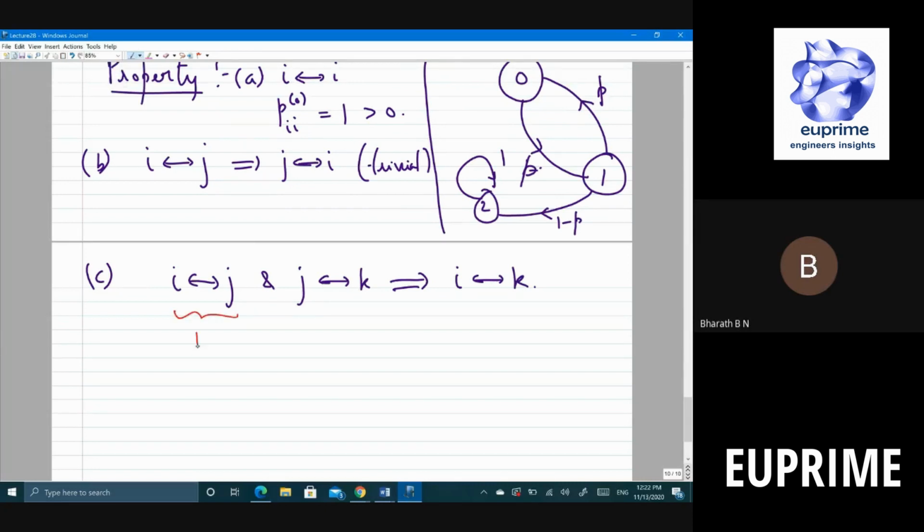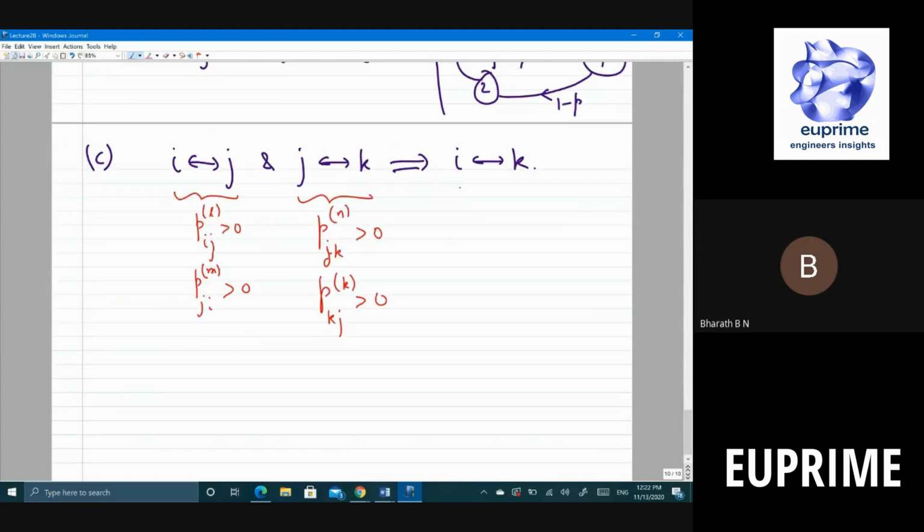This is the proof, right? So Pi to j in L step is non-zero. Pj to i in some M step is non-zero. Okay, that's what this means. What does this mean? This means Pj to k in N step is non-zero, and k to j in some K step is non-zero. Okay, is that fine?